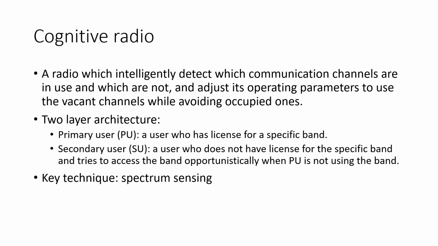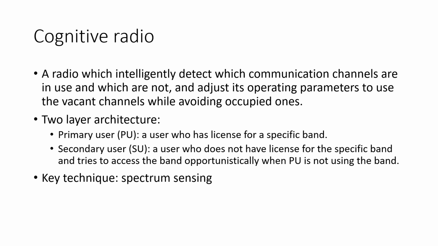The second layer is the secondary users. A secondary user is a user who does not have a license for the specific band, but he tries to access the band opportunistically when the primary user is not using the band.